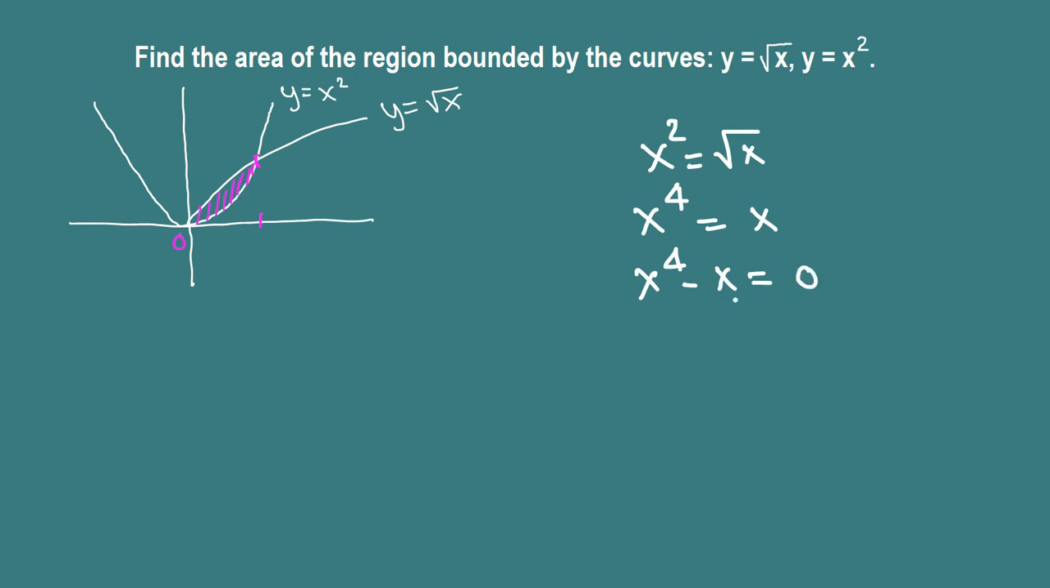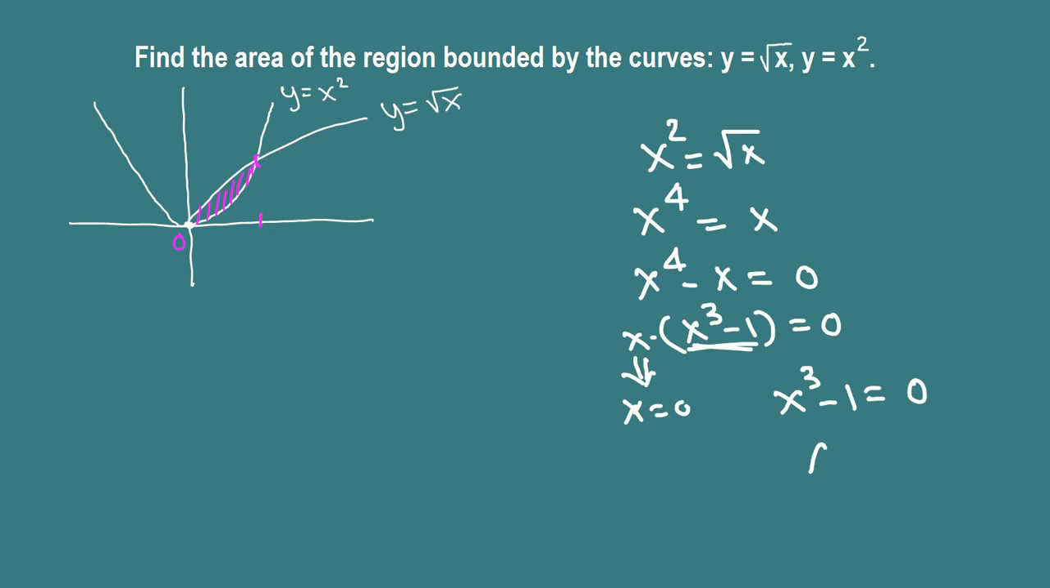How do you factor? We can pull x out. x cubed minus 1 equals 0. Then either x equals 0, that gives this point of intersection, or x cubed minus 1 equals 0. Move 1 over, x cubed equals 1, so x equals cube root of 1, just 1.